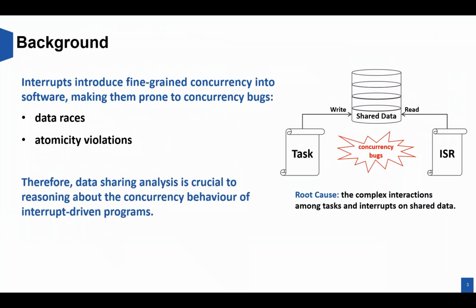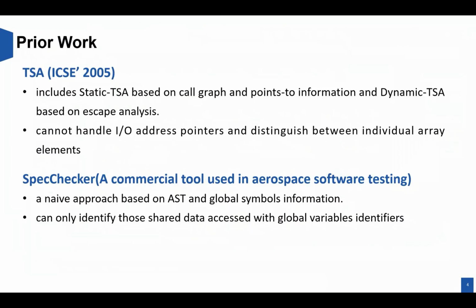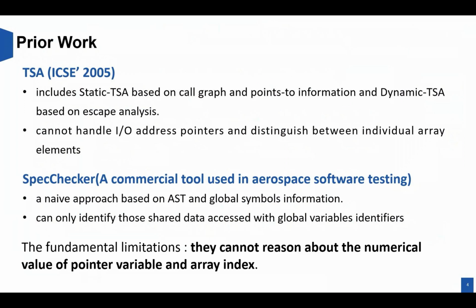Therefore, data sharing analysis is crucial to reasoning about the concurrency behavior of interrupt-driven programs, from program comprehension and code inspection to bug detection and verification. There are some tools related to the data sharing analysis, TSA and SpecChecker. However, they cannot reason about the numerical value of pointer variable and array index, which limits their ability to acquire comprehensive and accurate results of data sharing analysis.